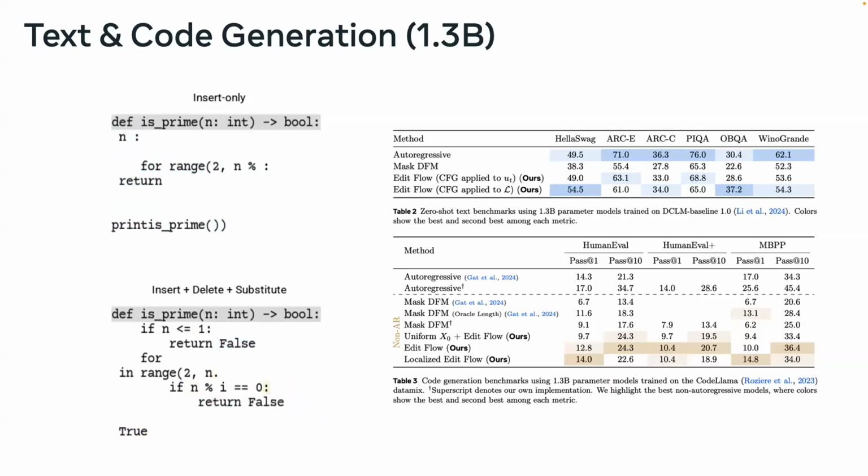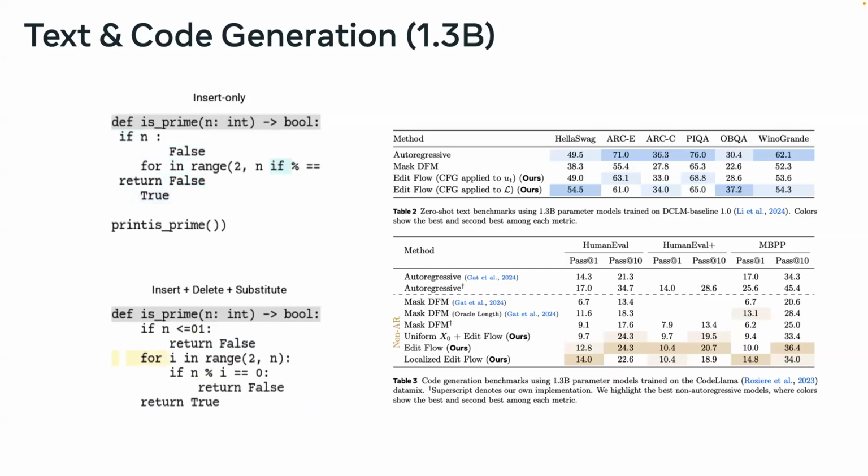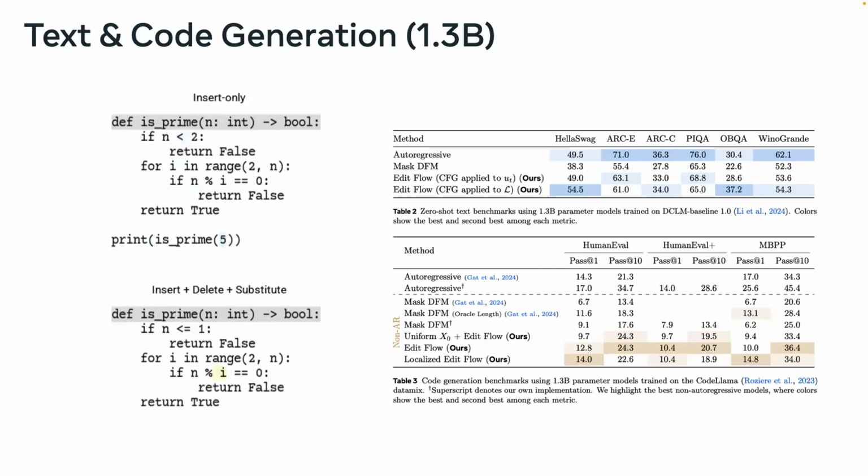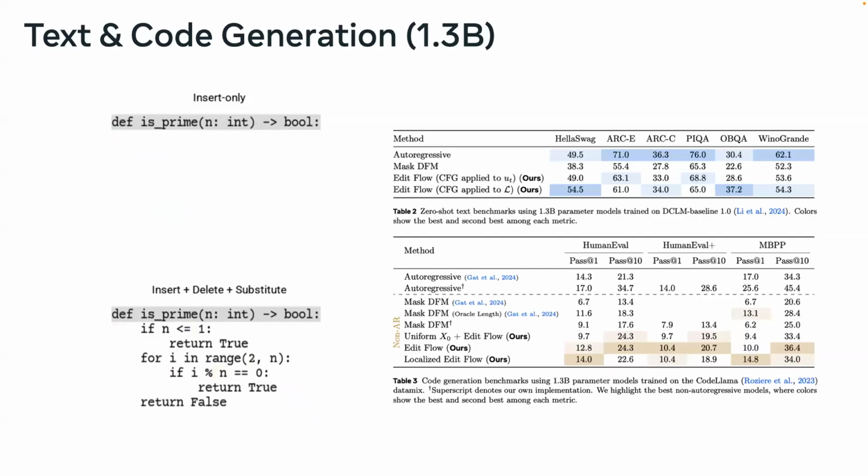And oh yeah, for the code, it kind of works. For the text, I think we're pretty much at the autoregressive level. For code, we're still pretty far away from autoregressive, but it's a little bit better than the mask. It's something we're still working on. I do think I'm pretty bullish about this, so we'll see in the future.